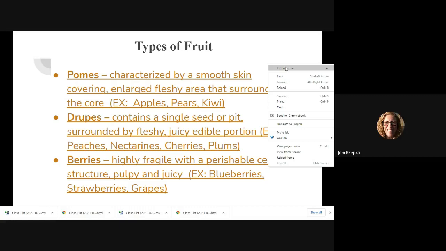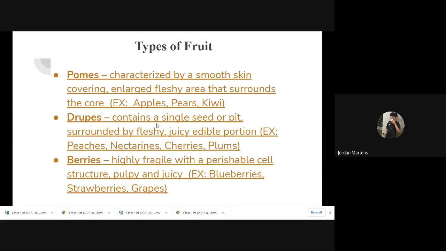Okay. So we just are talking about pomes and drupes right now. And I underlined everything, but you can put down what a pome is and maybe give me one example, just so that you have it. All right.